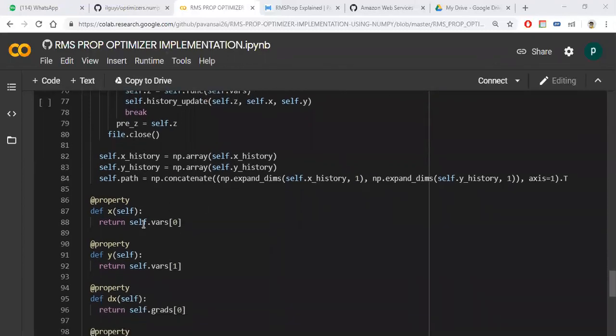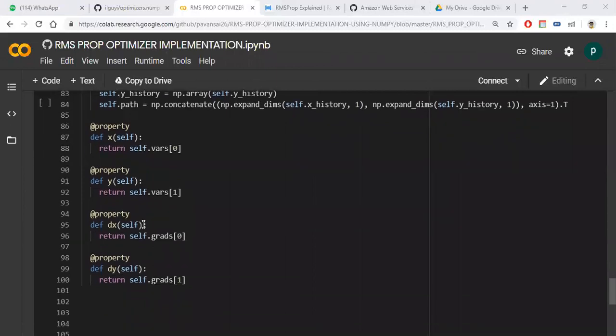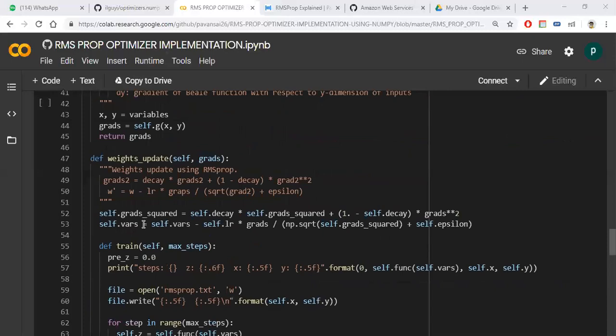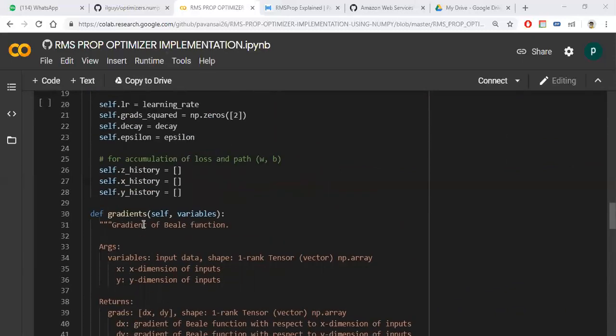After this we can print the values for knowing. So this is the implementation of the RMSprop optimizer.